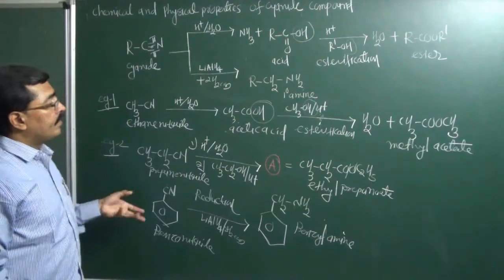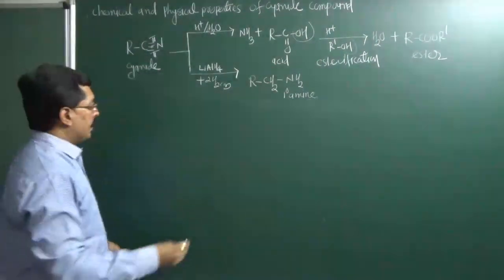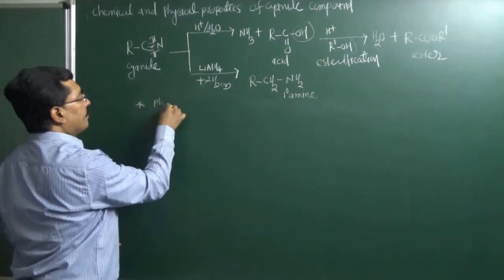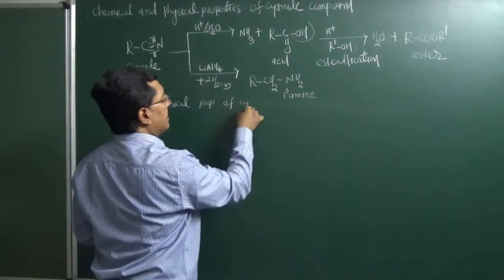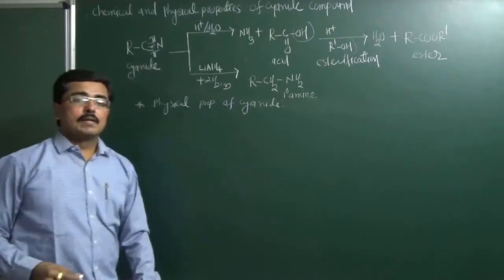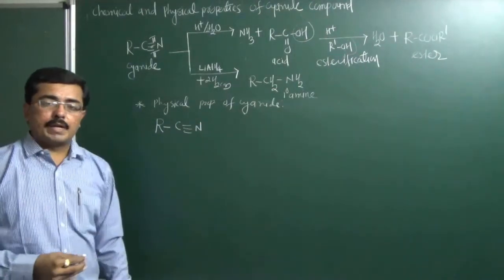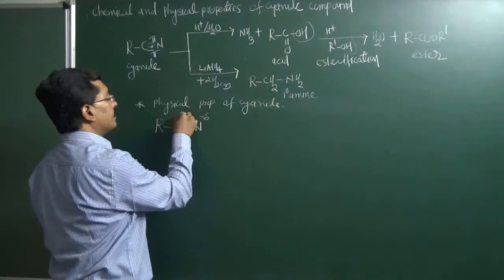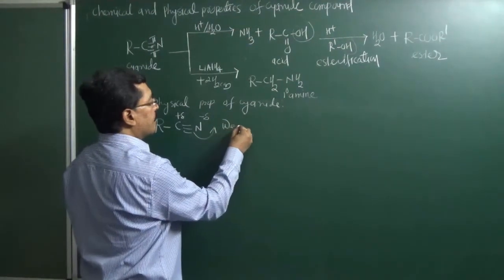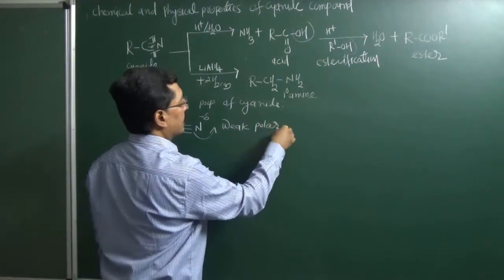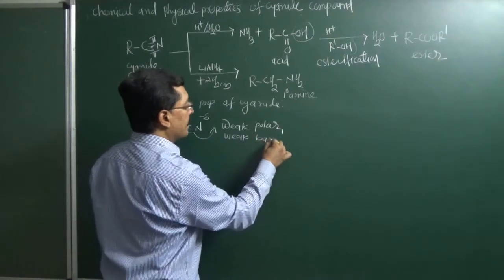Here we have studied that cyanide on reduction gives an amine. Now we have to discuss the different types of physical properties of cyanide compounds. It is observed that whatever cyanide compound we are taking, these cyanide compounds are polar in nature. When we take cyanide, the cyano group is present in the organic compound. This nitrogen has more electronegativity, so it has a partial negative charge, and carbon has a partial positive charge. So we can say that cyanide compounds are weakly polar in nature.